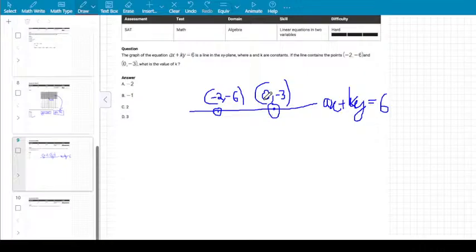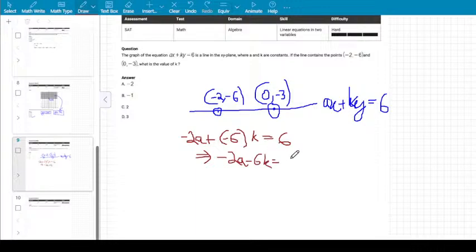Since these two points are on the line, they also satisfy the equation of the line. So let us put the points one by one. First we'll put this point minus 2 comma minus 6. So x equal to minus 2, so we'll get minus 2a plus minus 6k is equal to 6. So this will be minus 2a minus 6k is equal to 6.